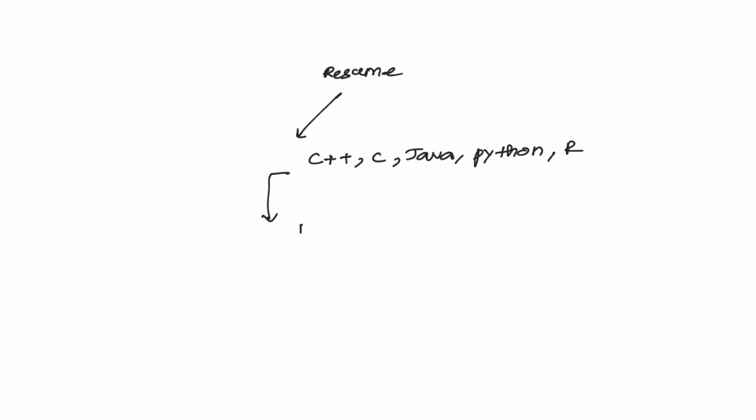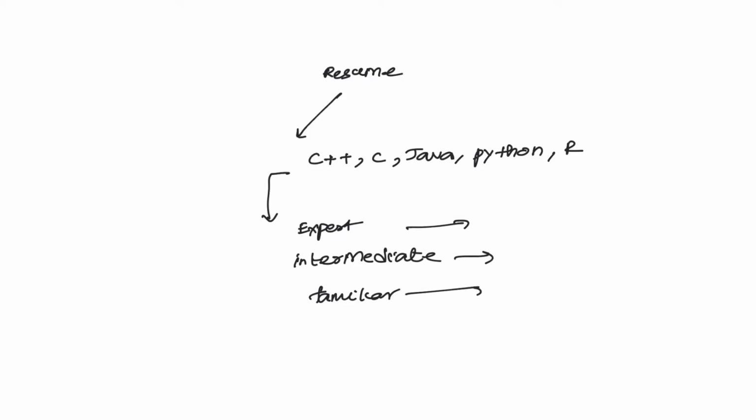Make one expert or proficient, one intermediate, and one familiar, a beginner. And what you do is basically, you just add these languages in here.